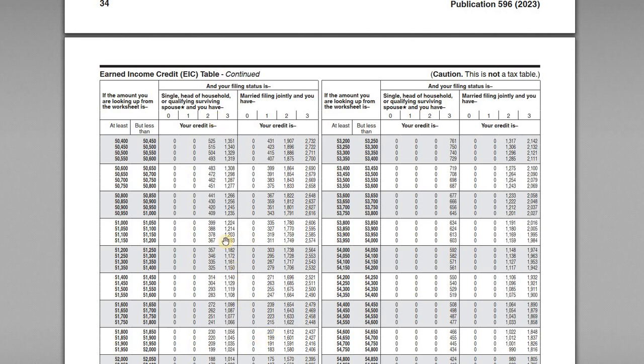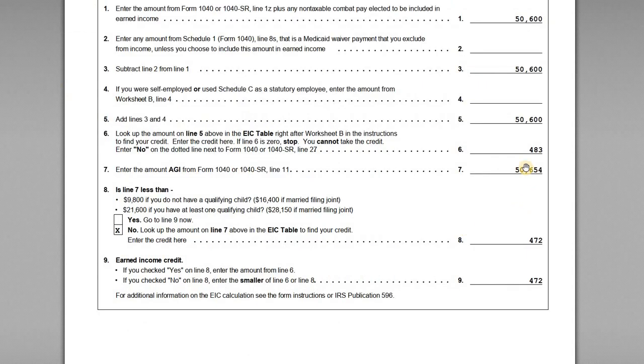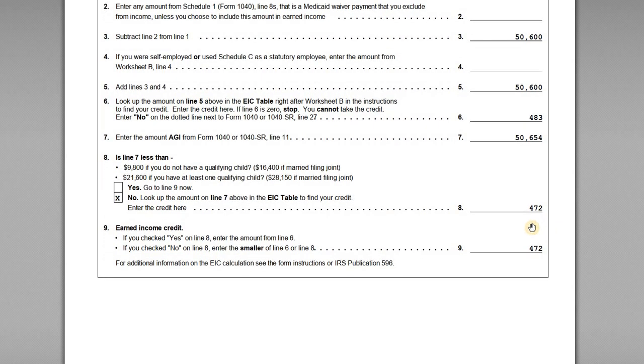having 2 qualifying children. Now notice, if she didn't have 2 children, if she only had 1, with this level of income, she wouldn't get any credit, right? Because the 1 qualifying child column for this amount of income is 0. So no earned income credit if Emily had just the 1 child and not 2. So if we go back to the worksheet, we can enter 483. So that was the first number we looked up. Now we need to test the total AGI.